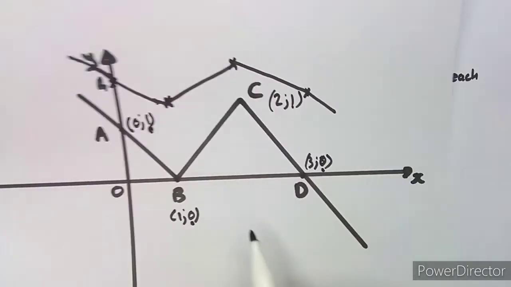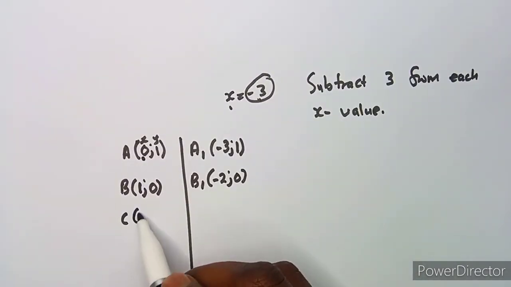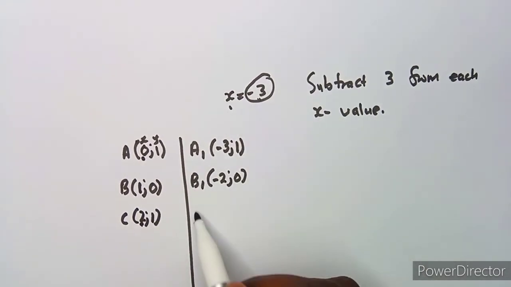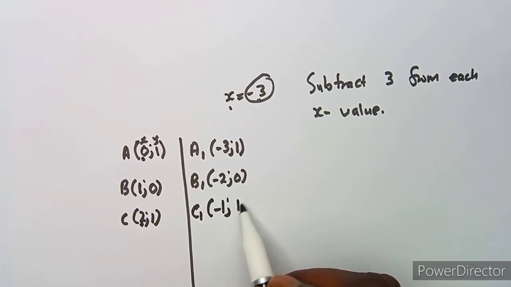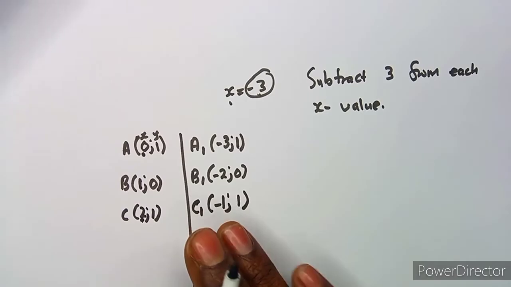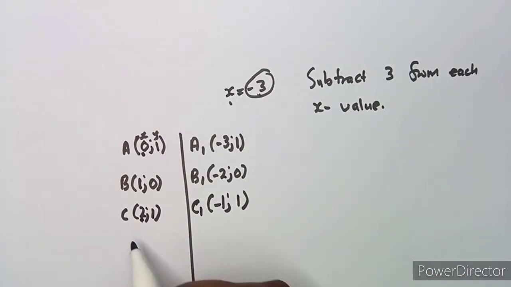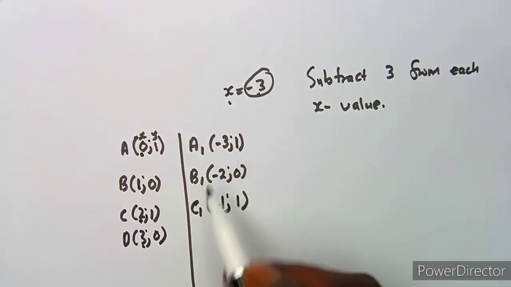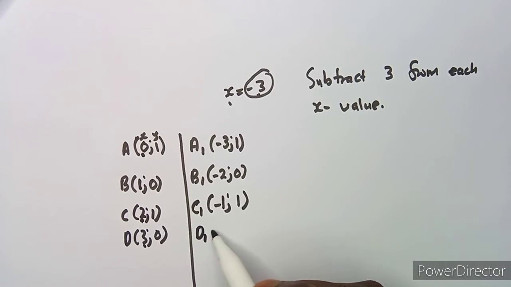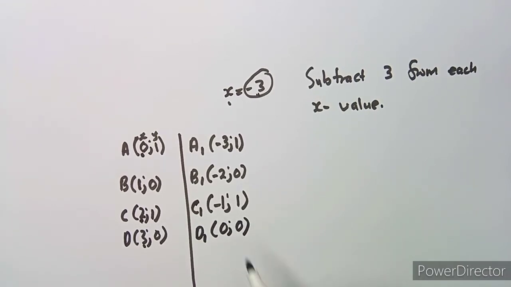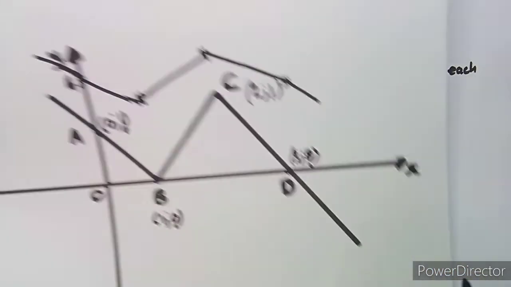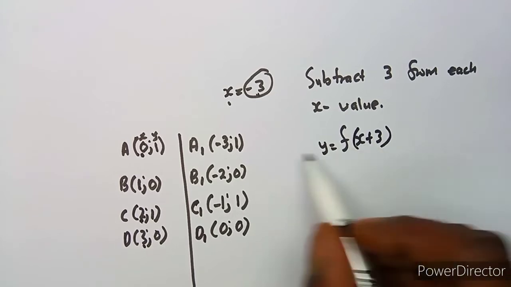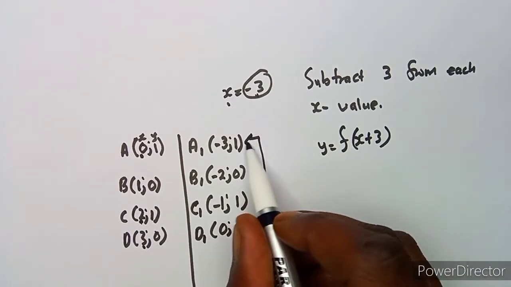Your C was at 2, 1. You subtract 3 from x. So it's 2 minus 3, which is minus 1, 1. So you're only affecting x. Y remains as it is. Your D here was 3, 0. So if you subtract 3, that's 3 minus 3, which is 0. So it's going to be 0, 0 like that. So these are the coordinates of the image when we have transformed with the transformation of f of x plus 3. These are the new coordinates that we are going to have.